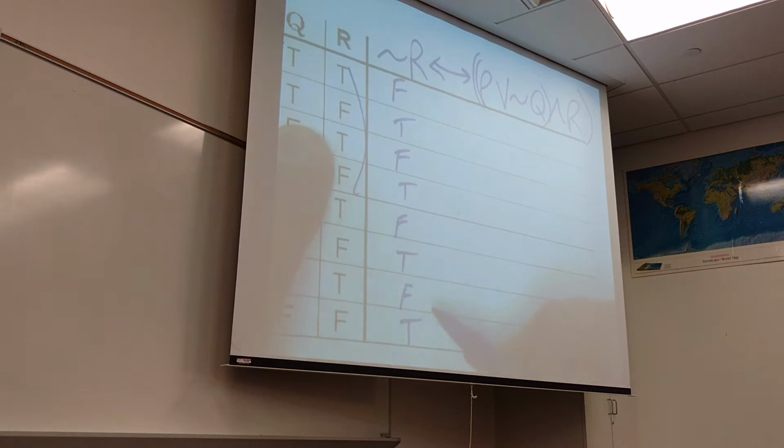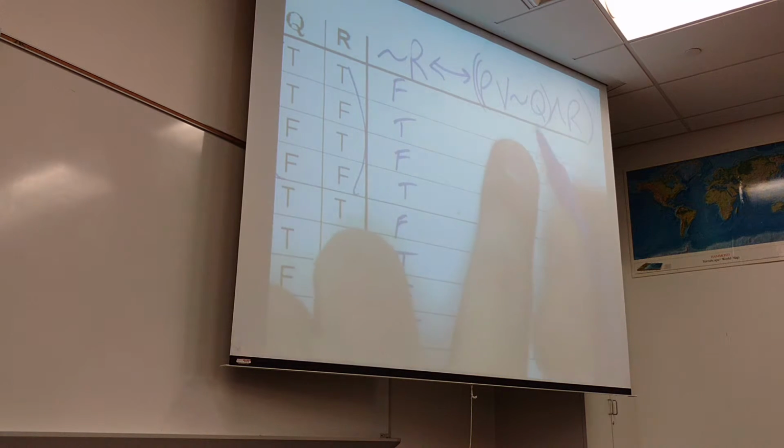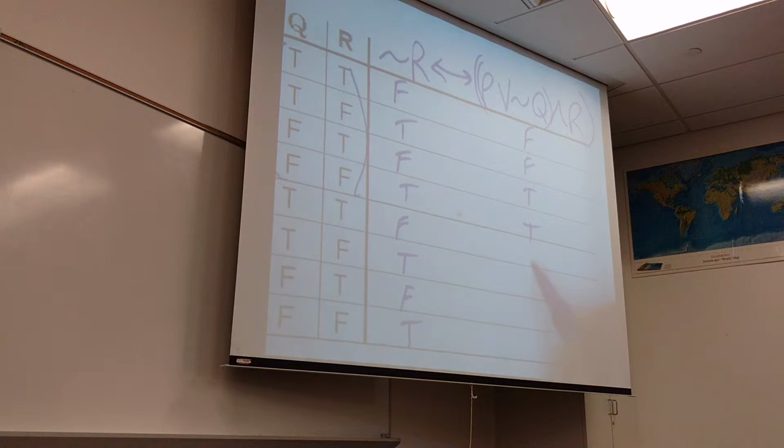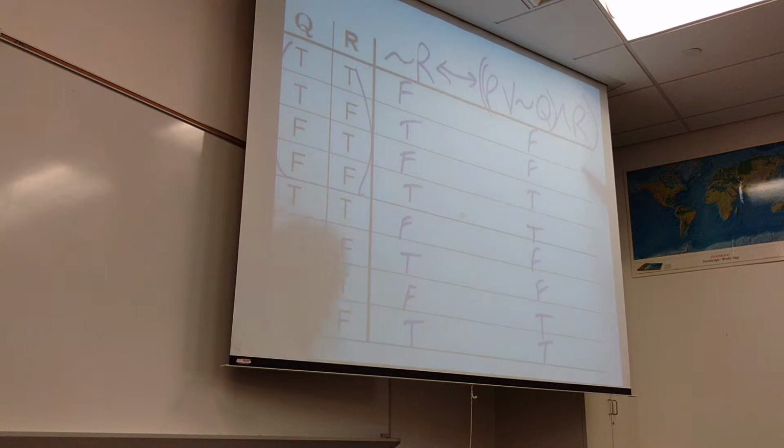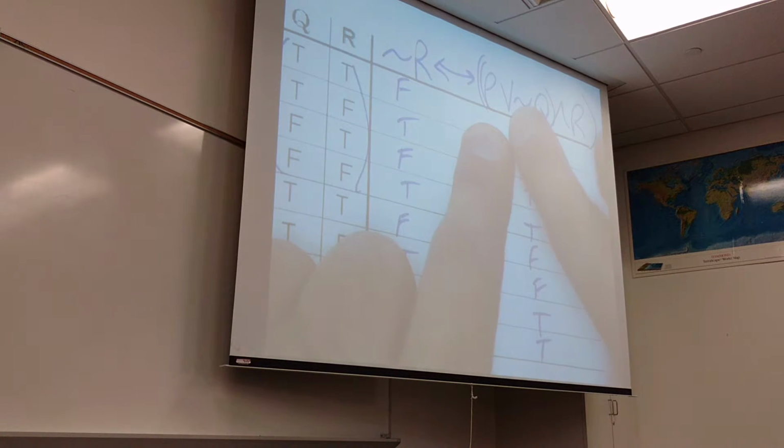So there's not R. Now inside here, let's see what we can do. What's not Q going to be? What's not Q? False, false. True, true. False, false. True, true. I like it. So let's see if we can do this. I'm going to do this OR first.